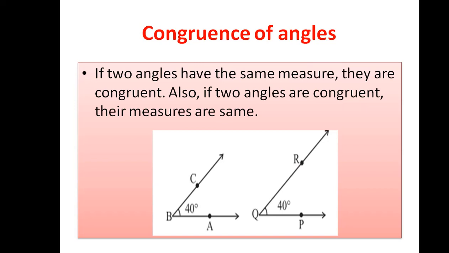Congruence of angles. If two angles have the same measure, they are congruent. Also, if two angles are congruent, their measures are the same. In the picture you can see 40 degrees, so both the angles are 40 degrees. That is, the measure is the same, so these two angles are congruent. And if the angles are congruent, you can assume that the measures are the same.